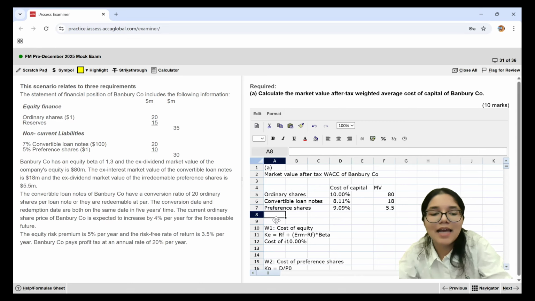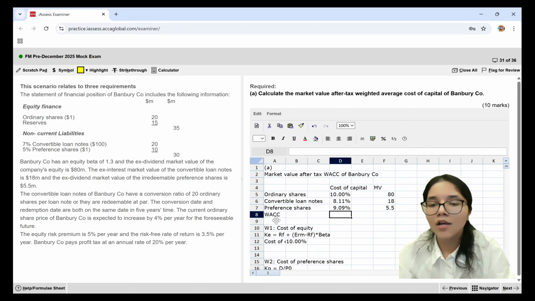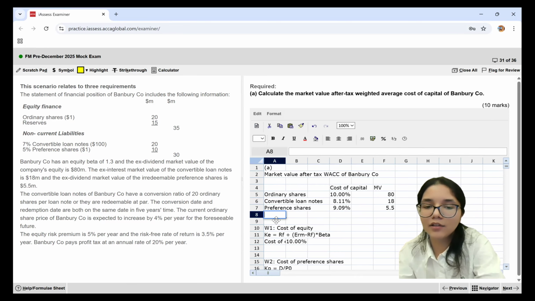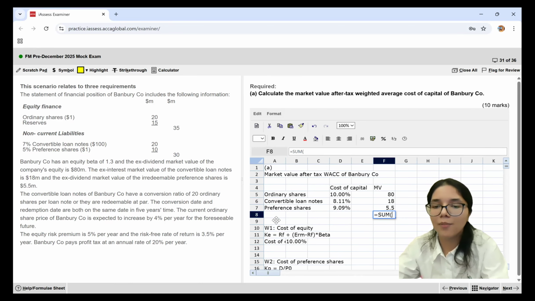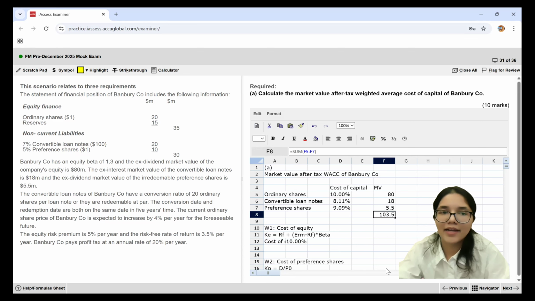And then lastly, I can use the WACC formula to arrive at my market value weighted average cost of capital. So I can do one more thing. I can calculate the totals over here. For the total of the market value, I can use the equals sum formula. Select all three values, hit enter. This is the total market value of my company, compiling all the sources of finance which the company is using.